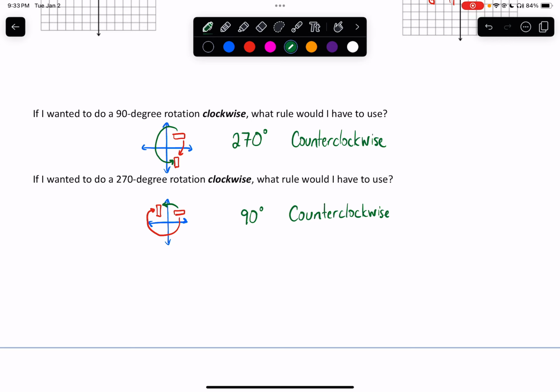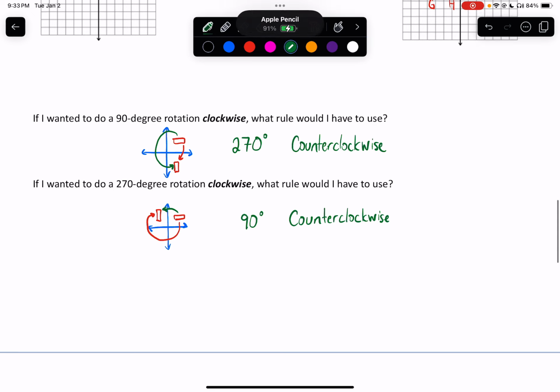So just know that I think there's a question on the homework that talks about doing a clockwise rotation. And so we have to make sure we understand that with clockwise rotations, we have to use counterclockwise rules. And so just understanding which one goes with it. So that's it.